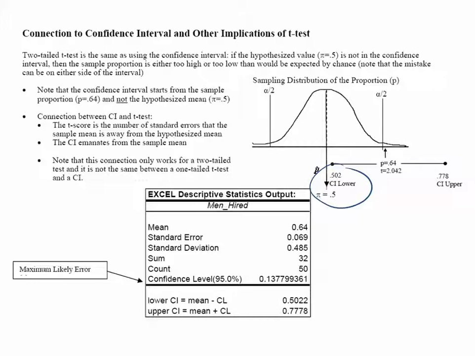The t-score is the number of standard errors that the sample mean is away from the hypothesized mean. The confidence interval emanates from the sample mean. Note that this connection only works for a two-tailed test and is not the same between a one-tailed t-test and the confidence interval. So in calculating the confidence interval, we see that the proportion is 0.64 plus and minus our error term, or margin of error, and we get that our lower bound is our sample mean, or 0.64, minus our error, which is 0.1378. And we get a lower confidence bound of 0.502.